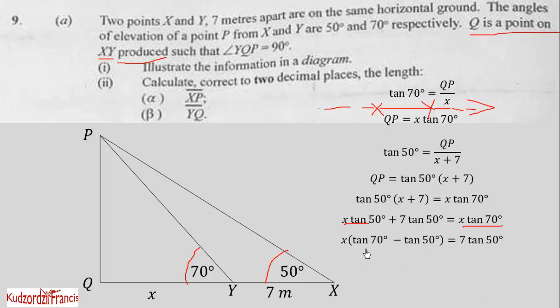So we do that and factor the x out. So we solve for x to get 7 tan 50 degrees over tan 70 minus tan 50, and that will give you YQ, because x is equal to YQ, which is 5.36 meters. So we are supposed to correct it to 2 decimal places. So work at 3 decimal places first, and 3 decimal places will give you 5.362. Then you correct it to 2 decimal places, which is 5.36. Now we are done with the second part.